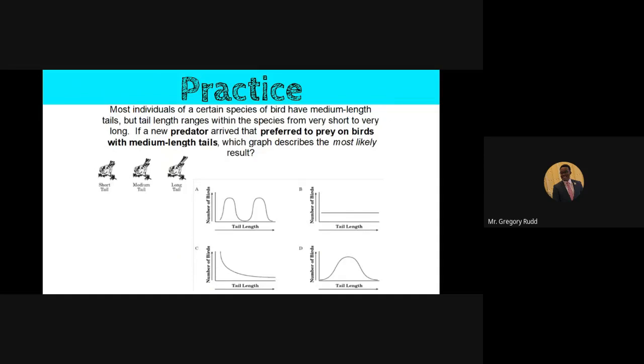Okay. So most individuals of a certain species of bird have medium length tails, but tail length ranges within the species from very short to very long. If a new predator arrived that preferred to prey on birds with medium length tails, which graph describes the most likely result?